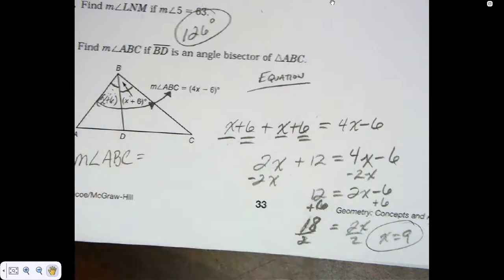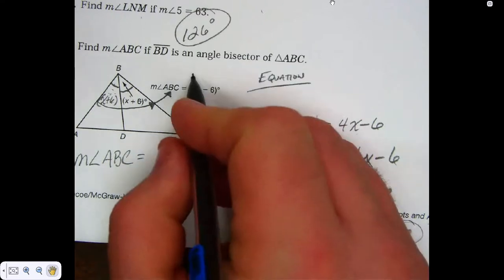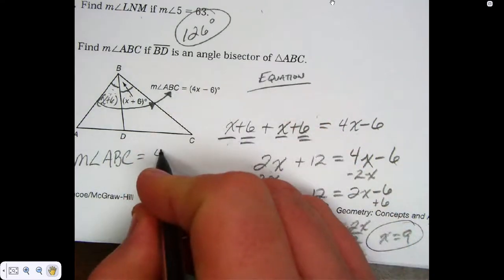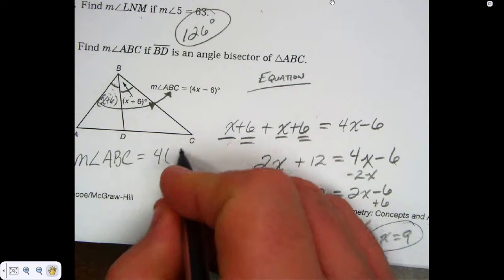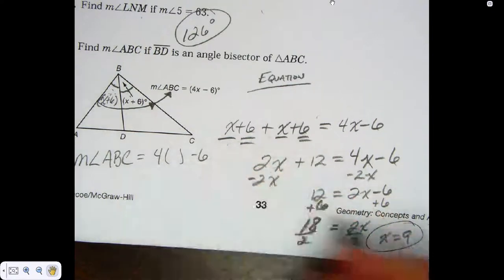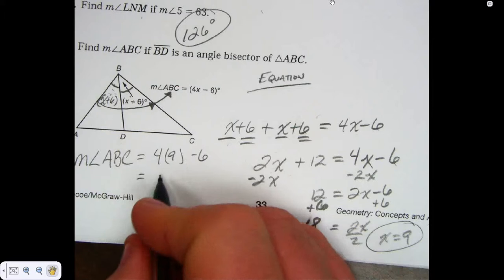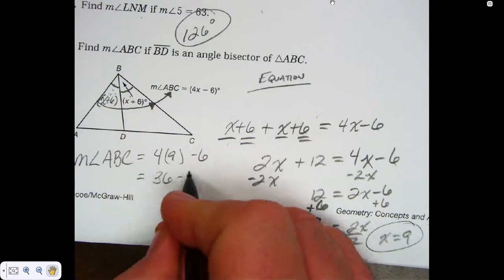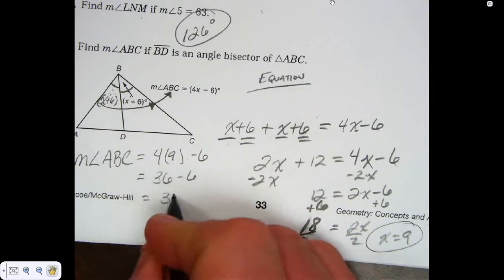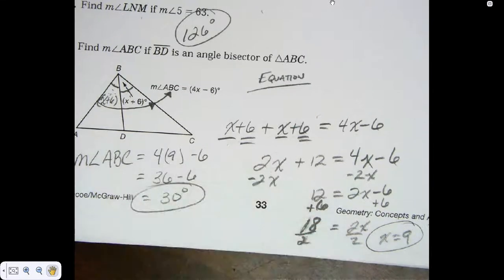They asked for the measure of angle ABC. You've got to plug in 9 for x. Angle ABC is 4 times whatever x is, minus 6. What is x? So 4 times 9 is what? 36 minus 6? 30 degrees. That is your answer.